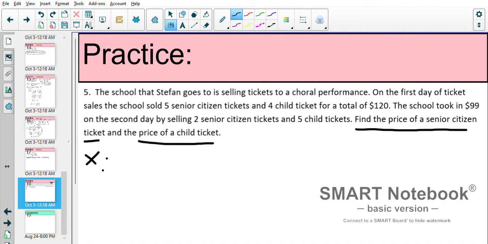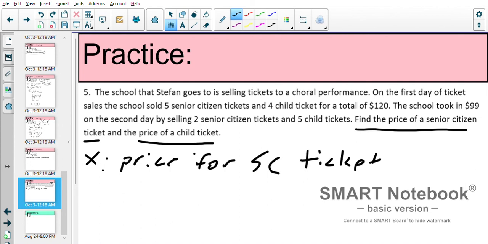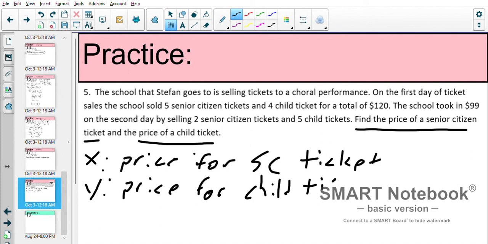So we've got two variables. One of them represents the price for, I'm going to write S for senior citizen ticket, except that's not S. Silly Mr. Fowers. Senior citizen ticket. And we'll say Y stands for the price for a child ticket. All right, we need to write two equations because we have two variables.